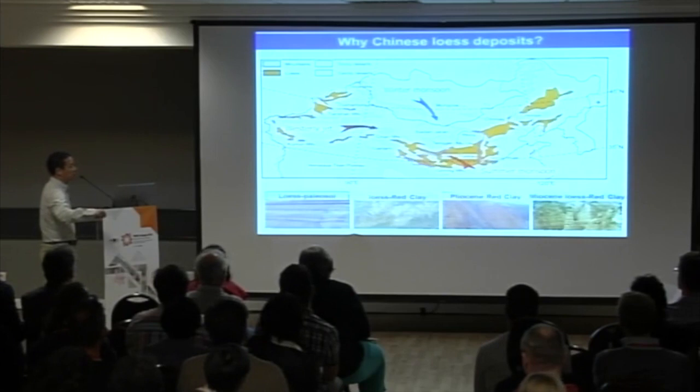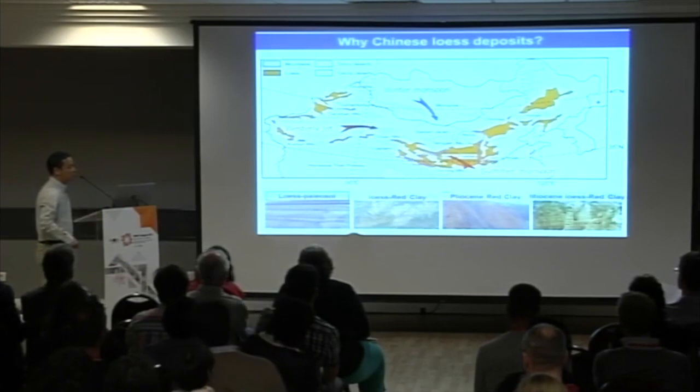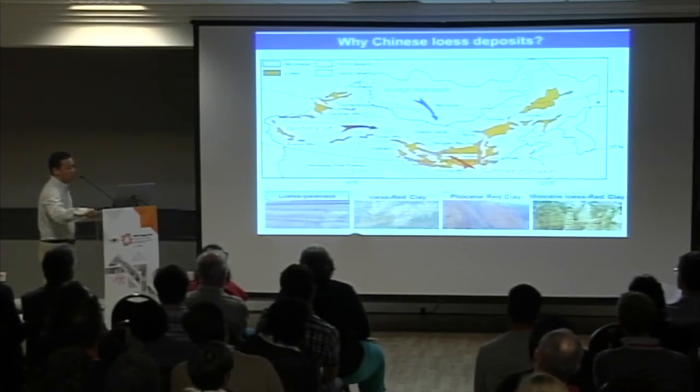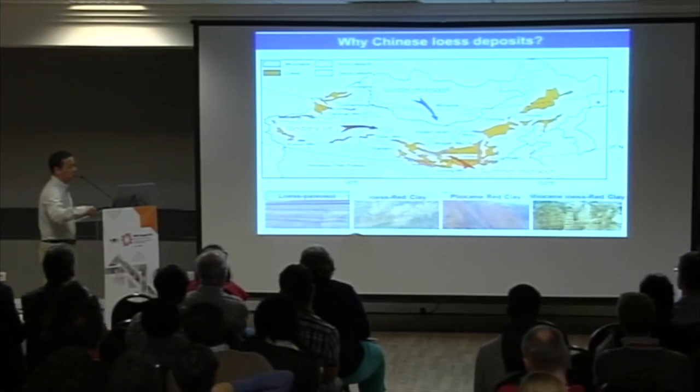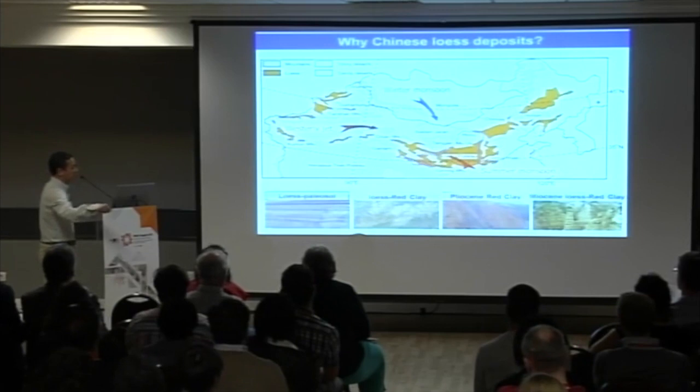Here you can see this kind of loess-paleosol sequence. The reddish layer is interglacial paleosol, and the yellowish layer is loess. Based on the wind-blown sediments in the Chinese Loess Plateau, we can get the paleomonsoon variability from 25 million years ago to present. You can work on tectonic to millennial scale monsoon variability based on these sediments.